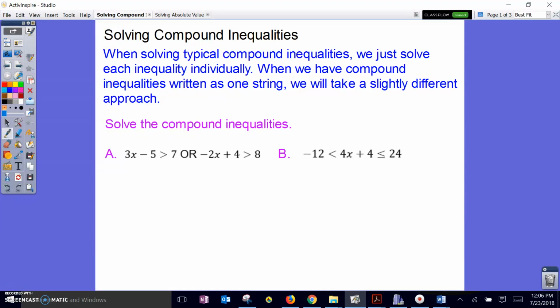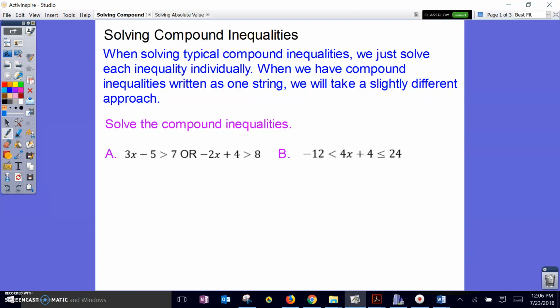Okay, in this video we're going to look at how we solve compound inequalities. And there's two different kinds of concepts that we'll use in this lesson. The first is when we have a typical compound inequality joined with an or or an and, all we're going to do is solve each of the inequalities individually. And you'll see that in example A on this page. We have a typical compound inequality joined by an or.